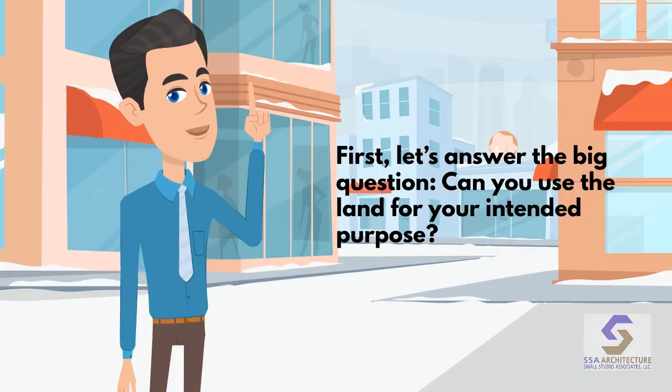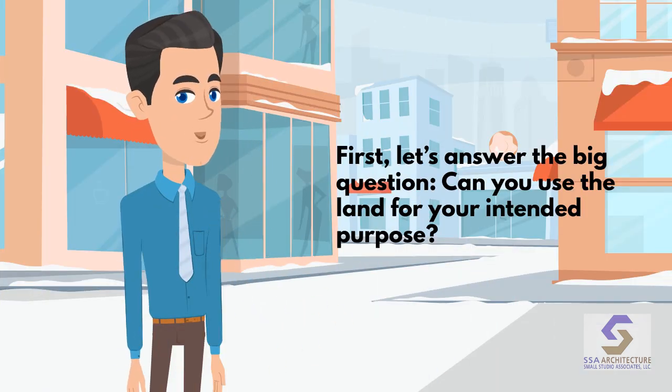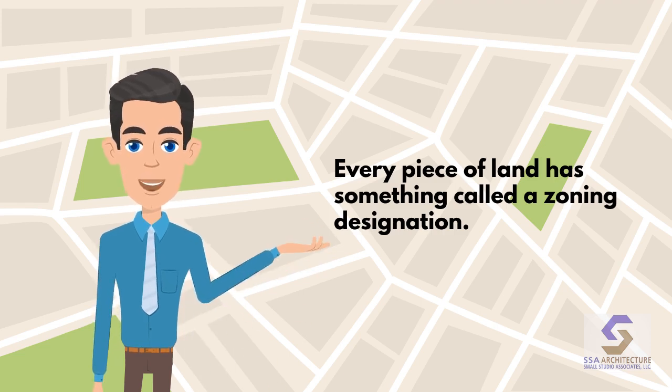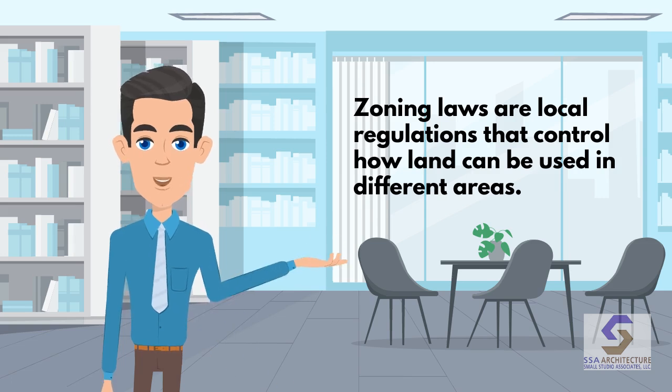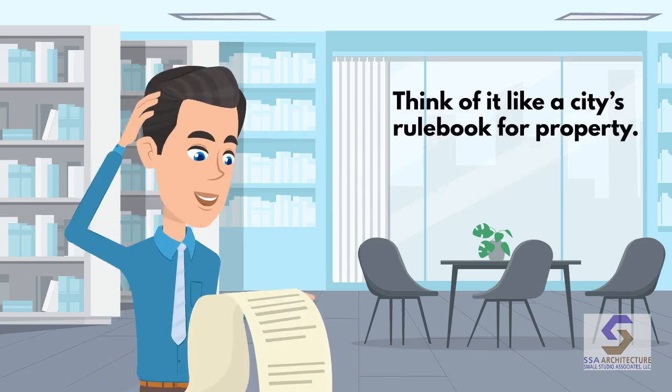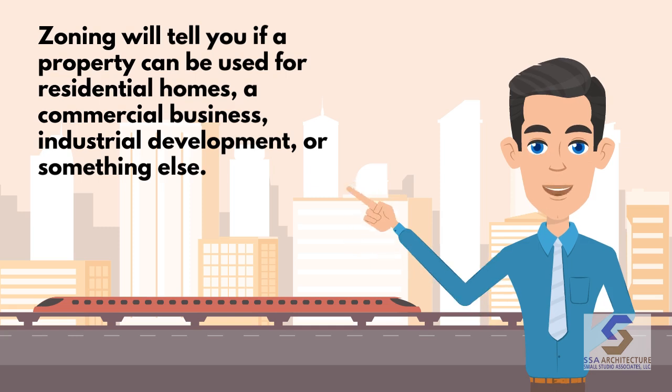First, let's answer the big question. Can you use the land for your intended purpose? Every piece of land has something called a zoning designation. Zoning laws are local regulations that control how land can be used in different areas. Think of it like a city's rulebook for property. Zoning will tell you if a property can be used for residential homes, a commercial business, industrial development, or something else.